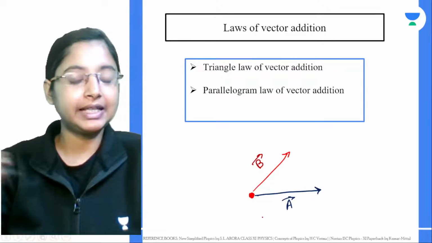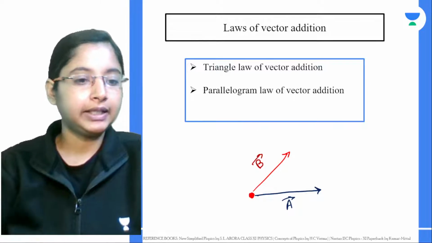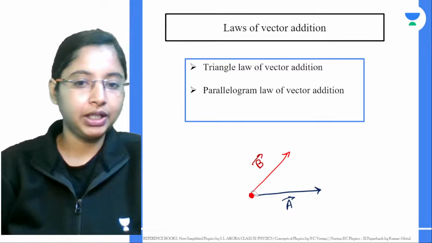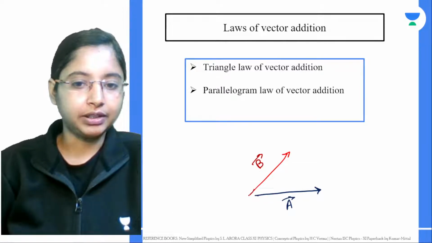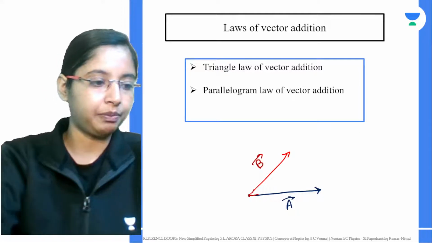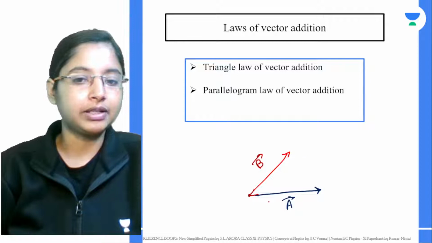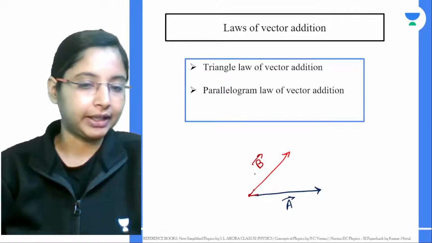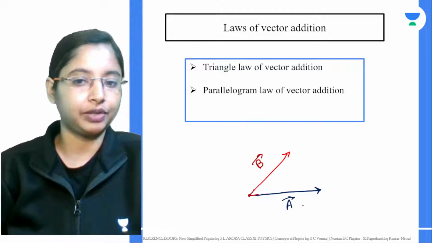Now what will be the resultant? In which direction will it move, and what will be its magnitude? In this case, if you see over here, both the tail ends of the vectors are starting from the same point. When that happens, this is called a co-initial vector, meaning the initial points of both vectors are the same. It's a co-initial vector.